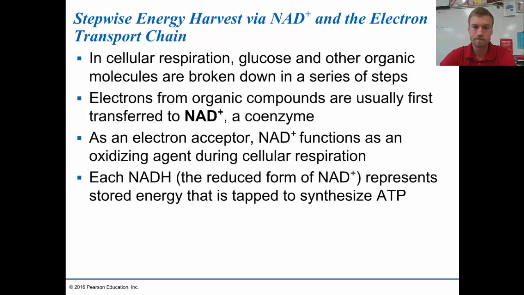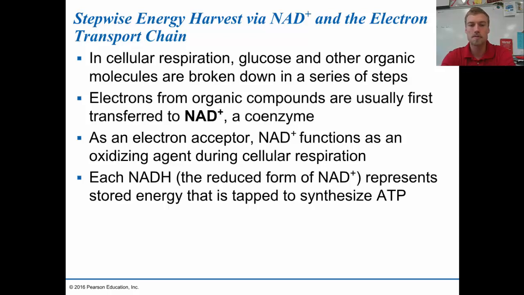Now, in cell respiration, glucose and other organic molecules are broken down in a series of steps, and we're going to talk about those steps in this video and the next. Electrons from the organic compounds are usually first transferred to NAD+. So the electrons don't go directly from the molecule or from glucose to the oxygen. Instead, they go through an electron carrier. And the main electron carrier is NAD+. There's another one called FAD, which we'll get into in our next video.